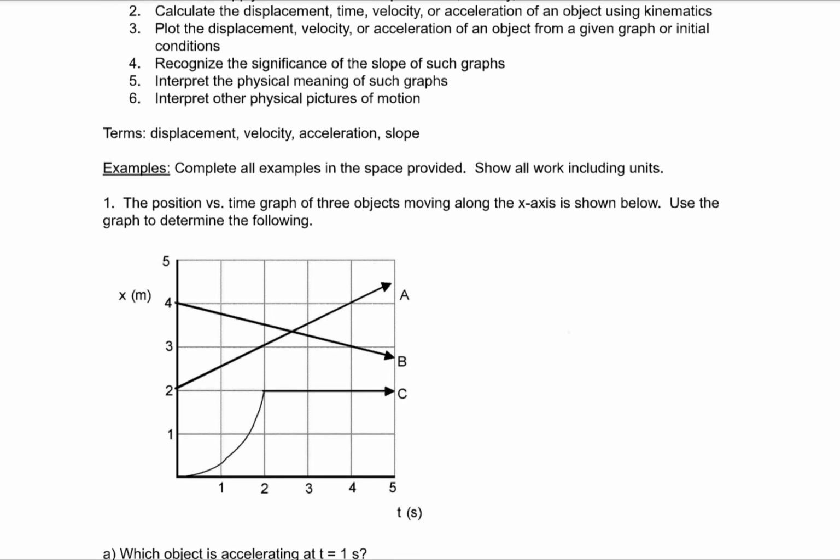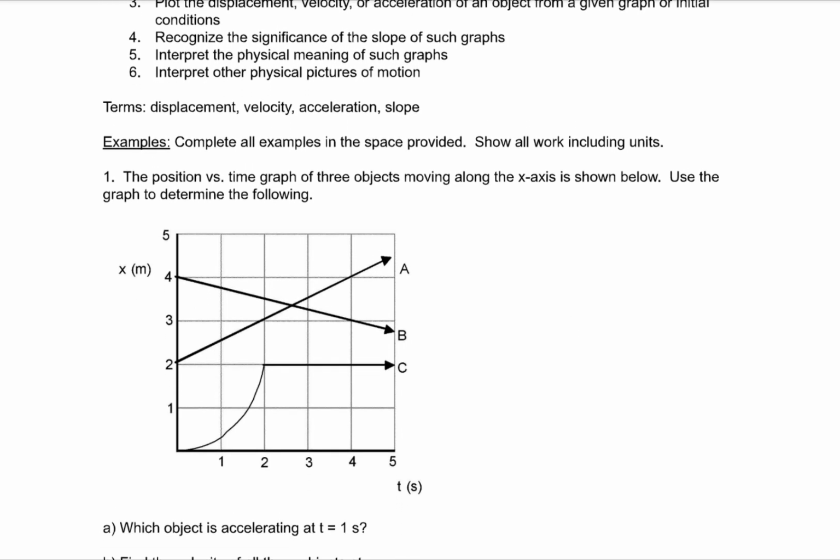All right, so we're just going to talk about a few things with this graph because they're things that we need to know. When we're talking about any graph, we're concerned about the slope. The slope of a position versus time graph is velocity. That's an important thing for this.